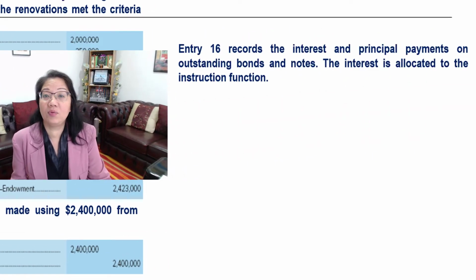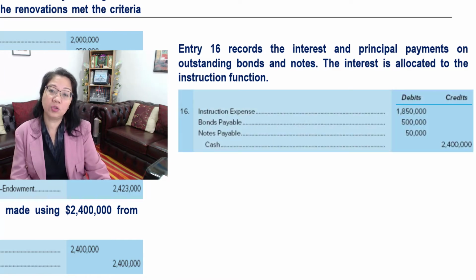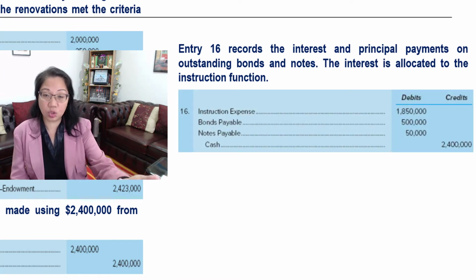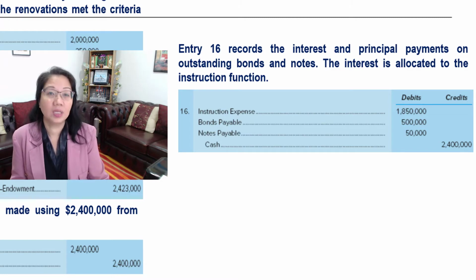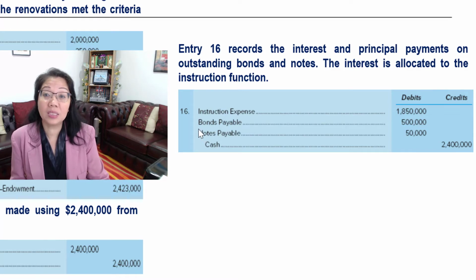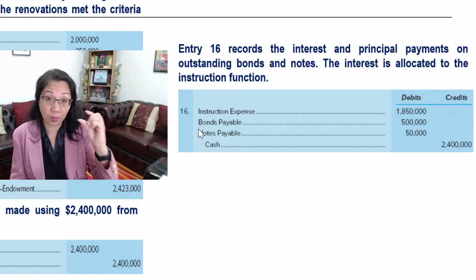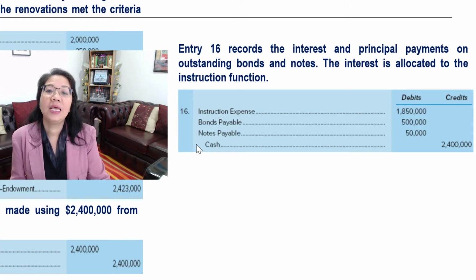Now, entry 16 records the interest and principal payments on outstanding bonds and notes. The interest is allocated to instruction function. So, journal entry would be to debit instruction expense for the given amount, $1.85 million. Debit also the bonds payable, because this is the principal payment, $500,000. And debit also notes payable, $50,000, and our credit is to cash for the total of $2.4 million.